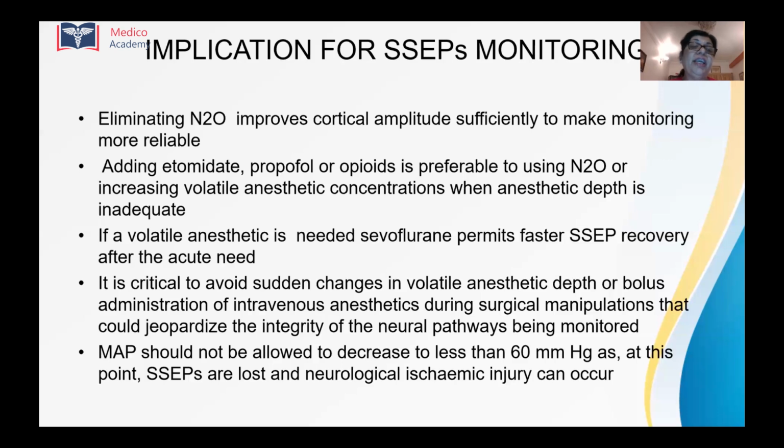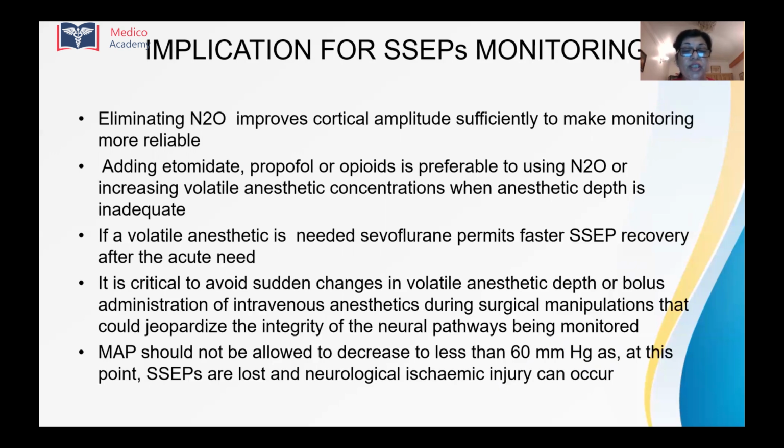Implications: eliminating the nitrous oxide improves the cortical amplitude sufficiently to make the monitoring more reliable. Adding etomidate, propofol, or opioid is preferable to using nitrous oxide or increasing the volatile anesthetic concentration when anesthetic depth is inadequate. If a volatile anesthetic is needed, sevoflurane permits faster SSEP recovery after the acute need.